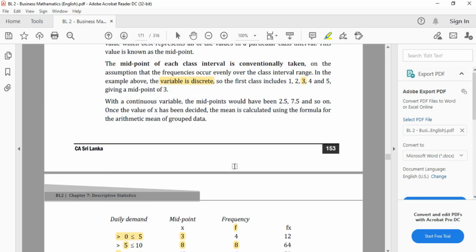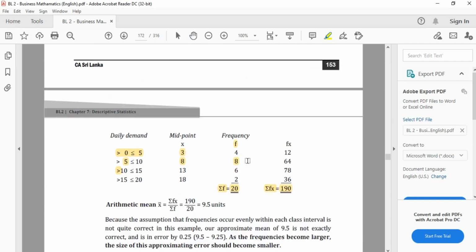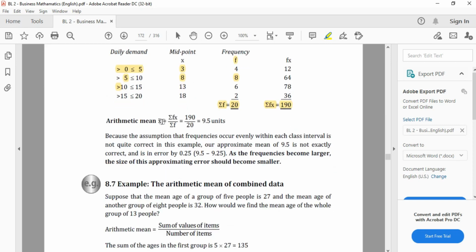Now the sigma f here is the frequency, same as previously, the number of times. But the summation of values only changed. Previously under normal frequencies it was the summation of daily demand multiplied by frequency, but this time it is midpoint multiplied by frequency because this is a group. That's the reason. Remember that very well. This is a group, but before it was not a group. So you divide it and you get 9.5 units.